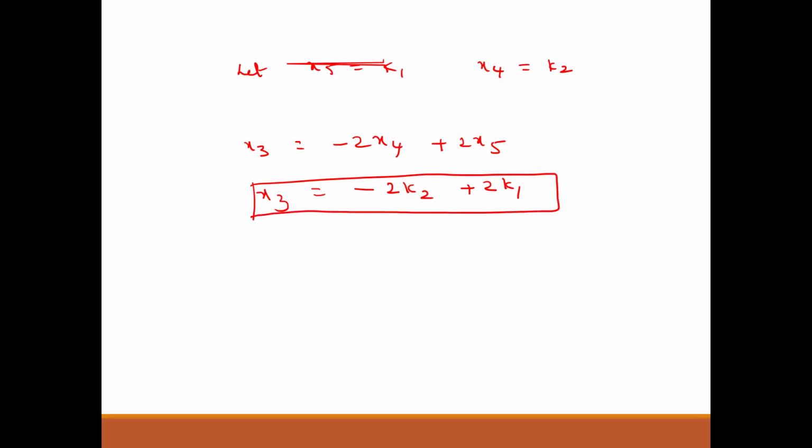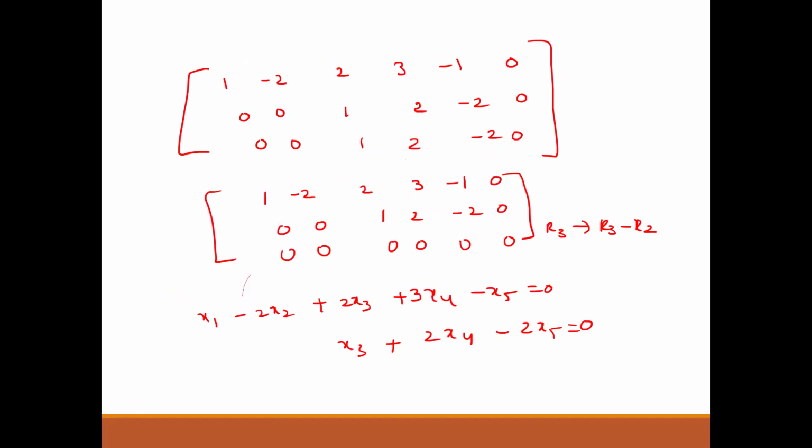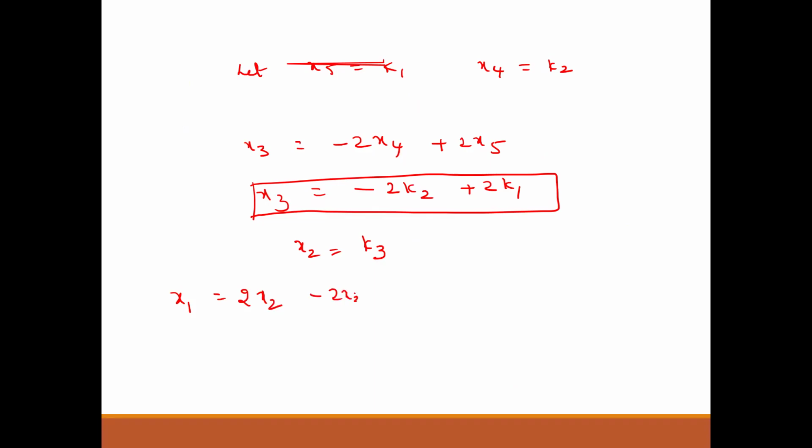Then x3 will become, what is x3? X3 is equal to minus 2x4 plus 2x5. So that is minus 2k2 plus 2k1. This is your x3. And you don't know x2 value. So let us take x2 is equal to k3. So x1 is 2x2 minus 2x3 minus 3x4 plus x5.